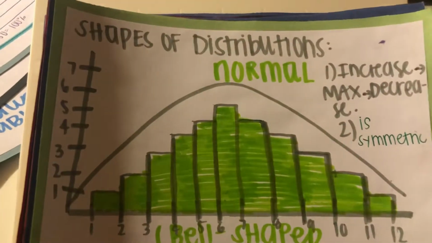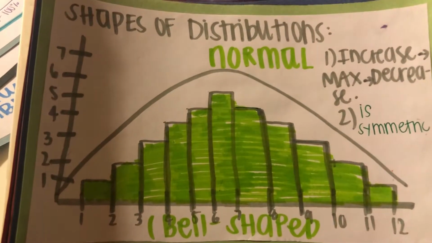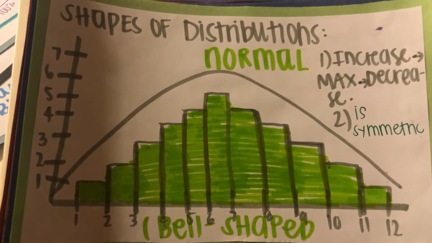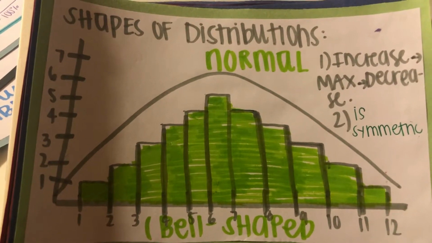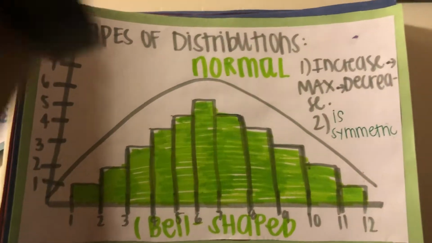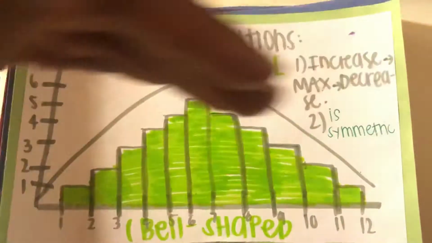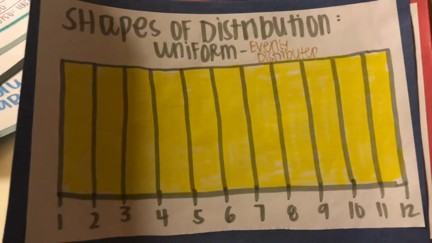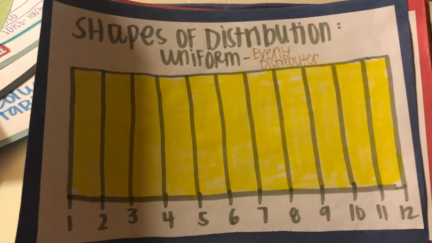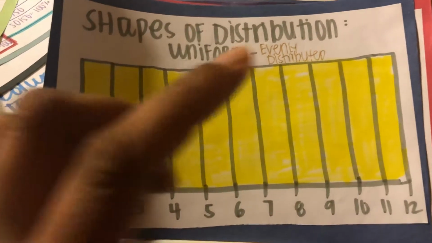Here are the shapes of distributions. The first distribution is the normal distribution. It increases to a max, decreases, and is symmetric. So you see it has a bell-shaped curve. This is called the normal distribution. The second one is the uniform distribution. It's evenly distributed and looks like a rectangle.